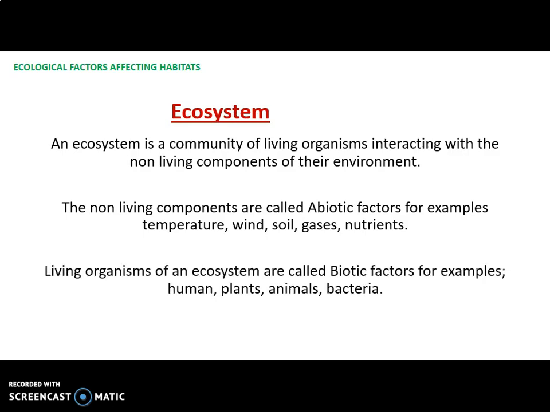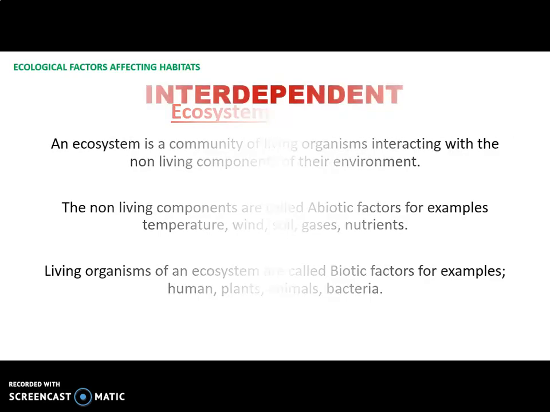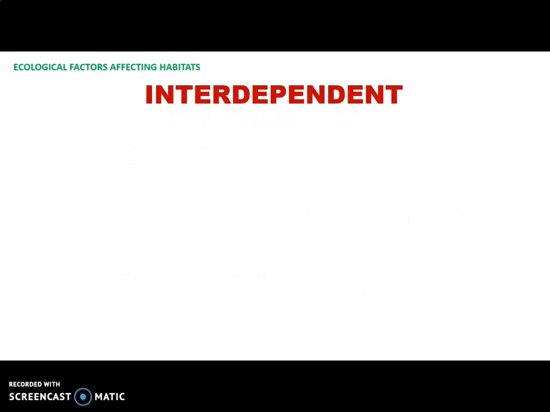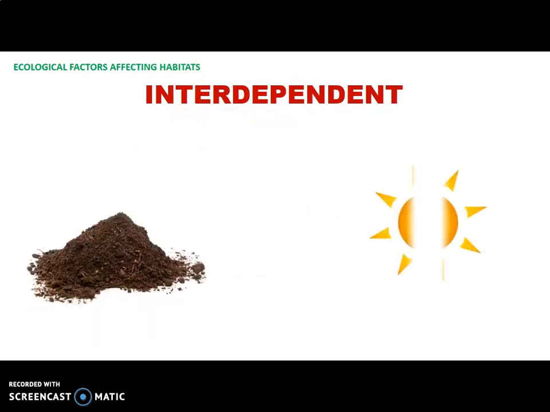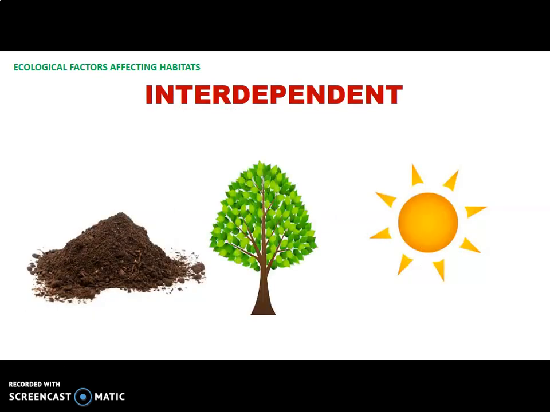The living components or living organisms of an ecosystem are called biotic factors. For example, humans, plants, animals, and bacteria. These are biotic factors. Now, the living and non-living, which is the biotic and abiotic factors that are found in the ecosystem, they are interdependent. These factors, if we change or remove any of them, it will affect the ecosystem.